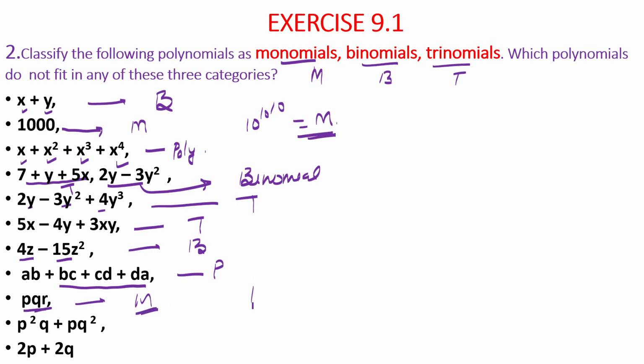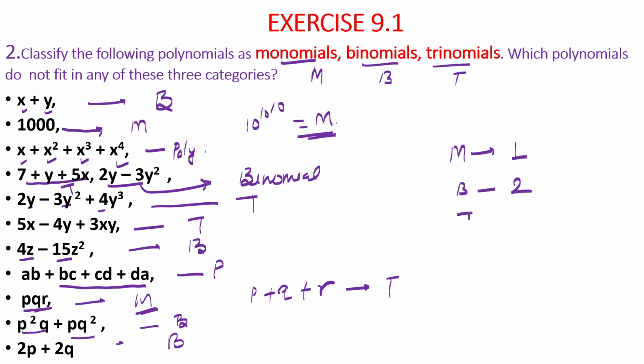Clear? If I write P plus Q plus R, then this is a trinomial. P square Q is one term and PQ square is another term, therefore this is an example of a binomial. Again 2P plus 2Q is an example of a binomial. I hope it will be clear. I repeat again: a monomial is an algebraic expression having only one term, a binomial has 2 terms, a trinomial has 3 terms. Clear? I hope it will be clear.